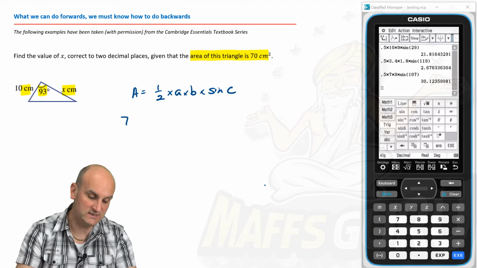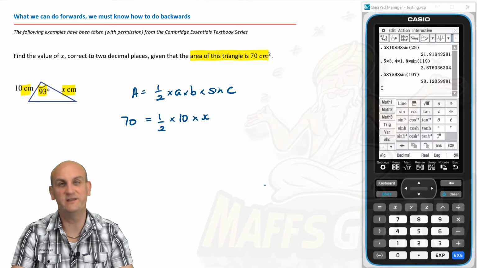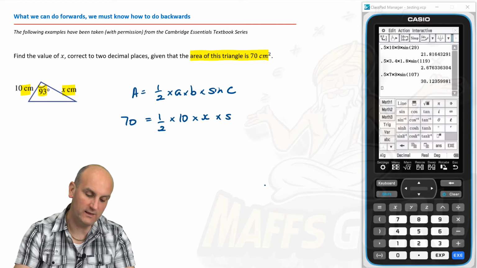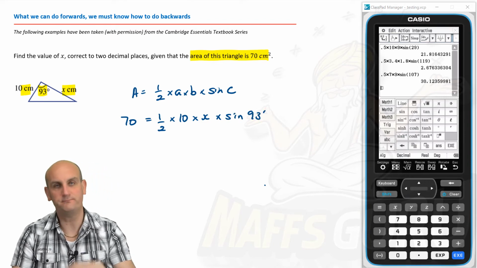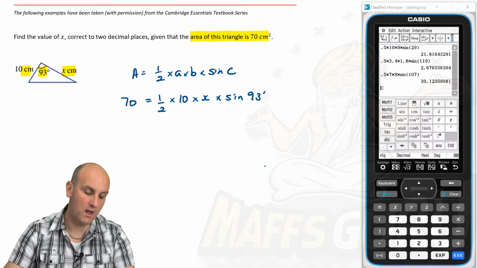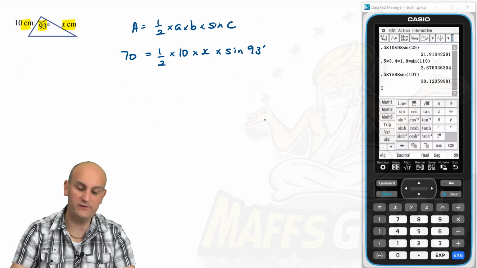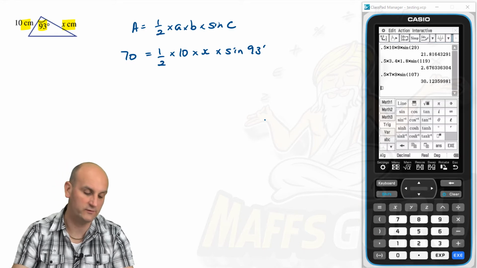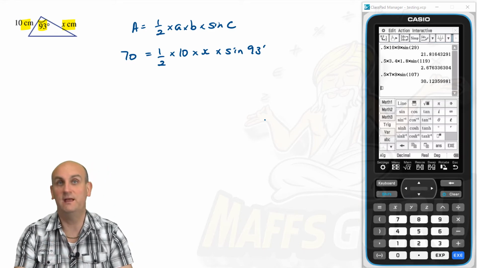So I'm going to put 70 here is equal to a half times the value of A, which is 10, times the value of B, which is X. And again, it doesn't matter which one of those, A and B, you choose. And I'm going to times that by the sine of 93 degrees. Now, lots of ways of doing this. There's the hard way and there's the easier way. And I'll show you how to use your CAS calculator to solve in a moment. But let's do it the hard way first, because in some exams you may expect to do this using pencil and paper.